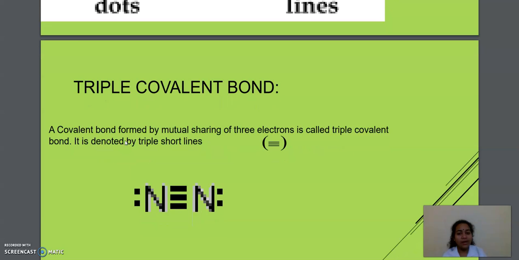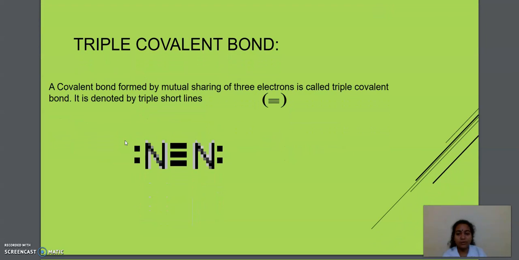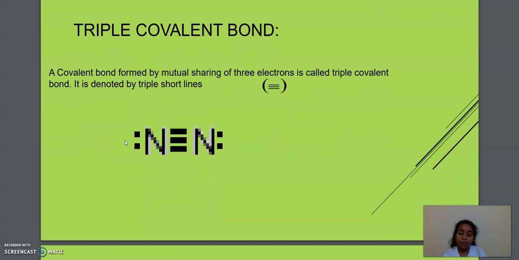Then what will be the triple covalent bond? Similar to this, a covalent bond formed by mutual sharing of 3 electrons from each atom is called a triple covalent bond. It is denoted by 3 short lines. Here you can see the example of the N2 molecule.